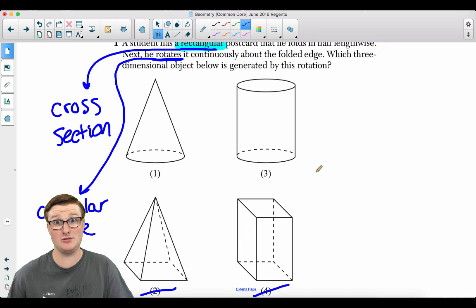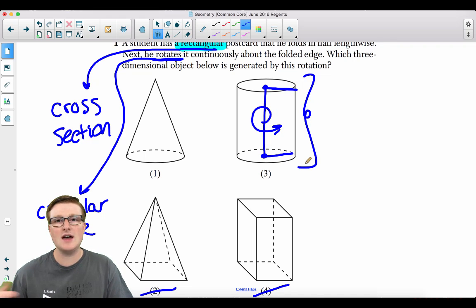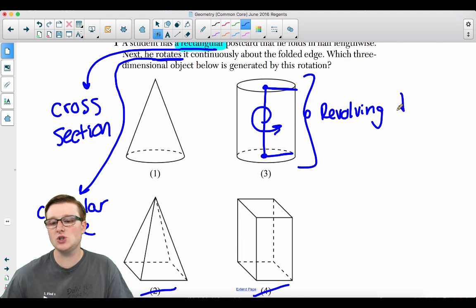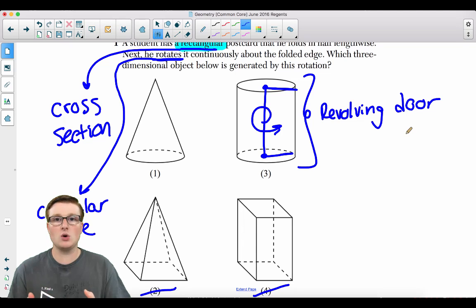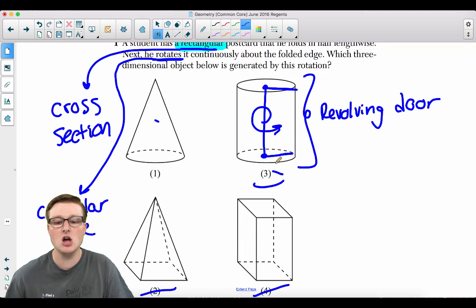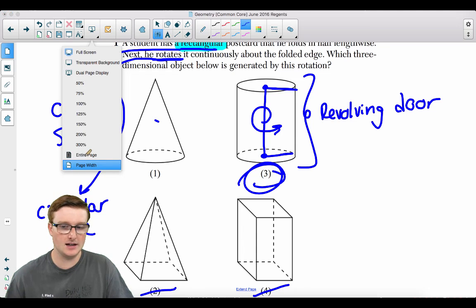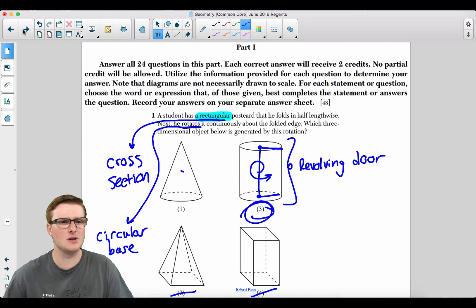So now it's down to choices 1 or 3. The only one that would work is going to be choice 3. That will create a cylinder if the rectangle is rotated continuously about its folded edge. Now, a common example used in everyday life would be a revolving door. Because when you go to an airport or a department store, when you go in those revolving doors, you are inside of a giant cylinder pushing against a rectangle. So that's why it is going to be choice 3. And it's pretty simple so far.